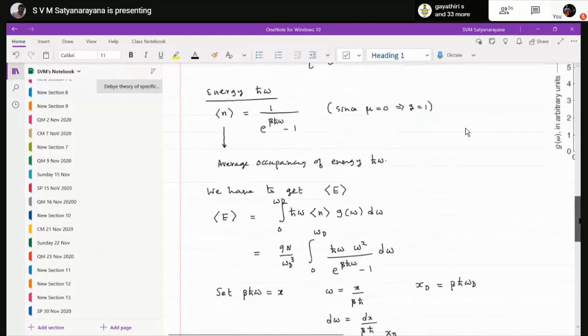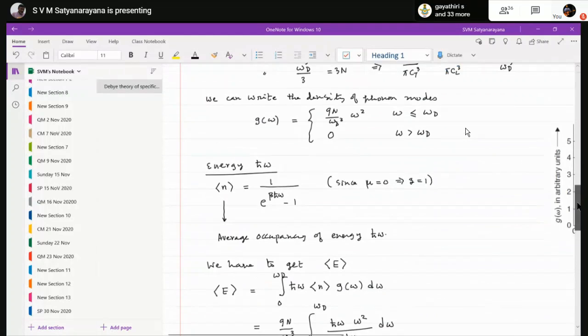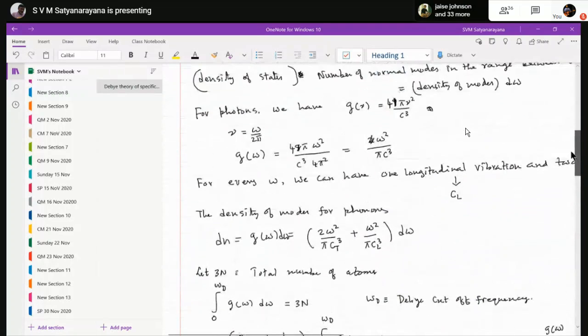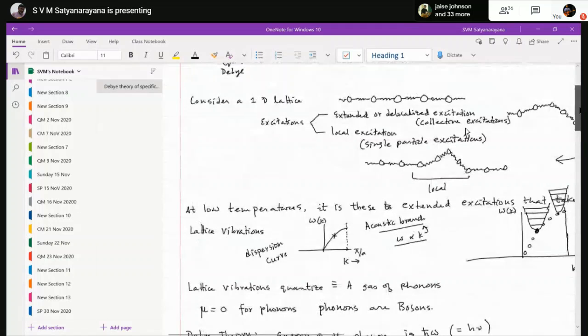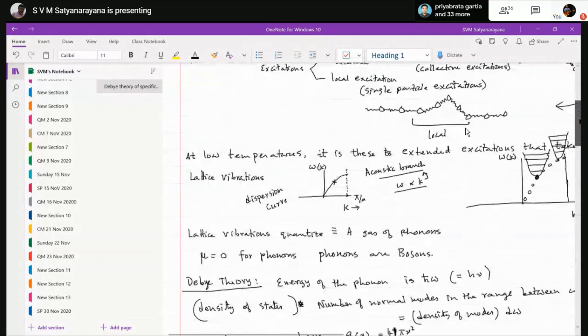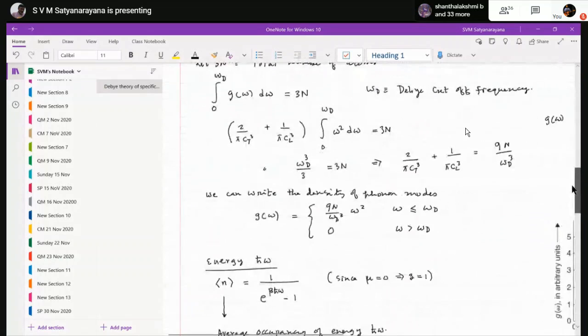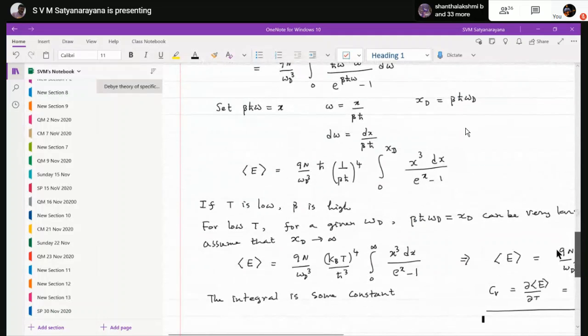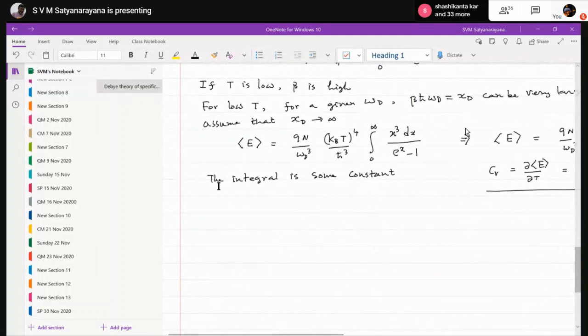So this is as far as the Debye theory of specific heat is concerned. The concept of phonons and the phonon population is what is used here as an application of Bose-Einstein statistics, that is, using the average number of particles having an energy h bar omega, which finally gives us this expression that specific heat is proportional to T cubed.